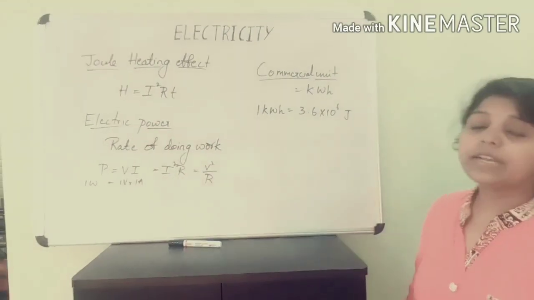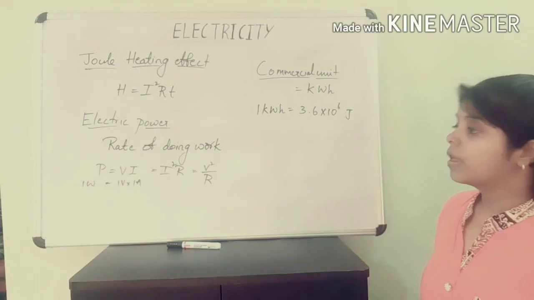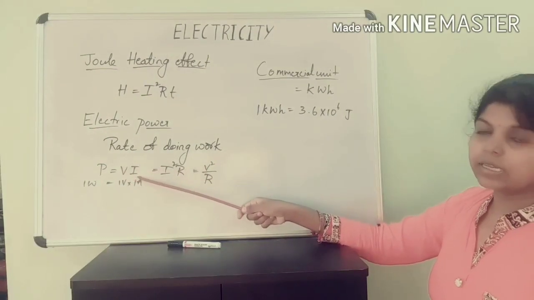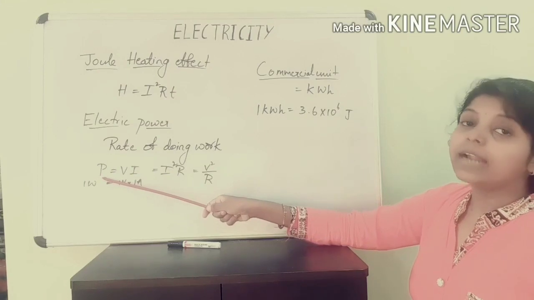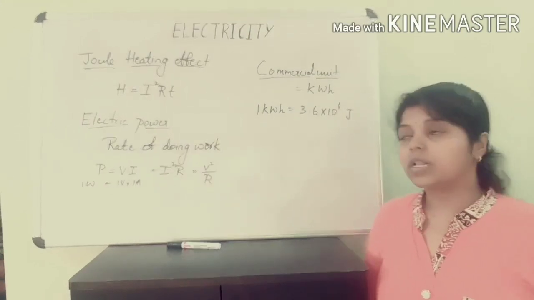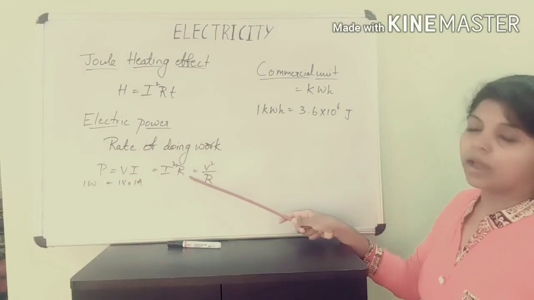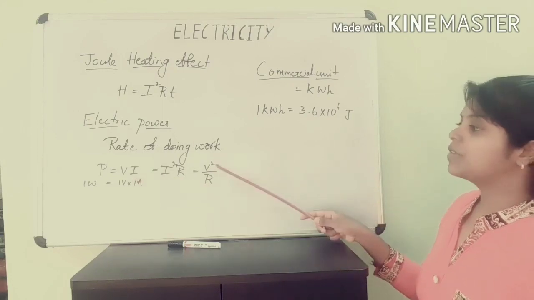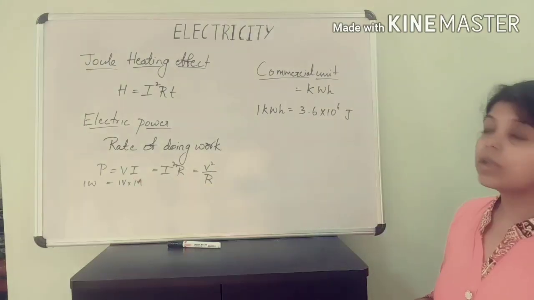Electric power is the rate of doing work. It is also a product of potential difference and current. Here P is power and the SI unit of power is watt. By using Ohm's law, if you write V as IR, it becomes I square R. And if you write I as V by R, it becomes V square by R.